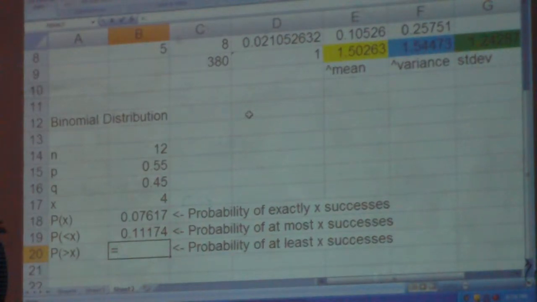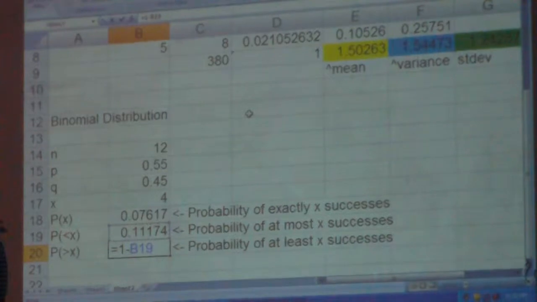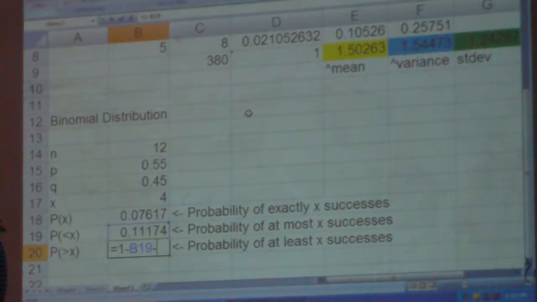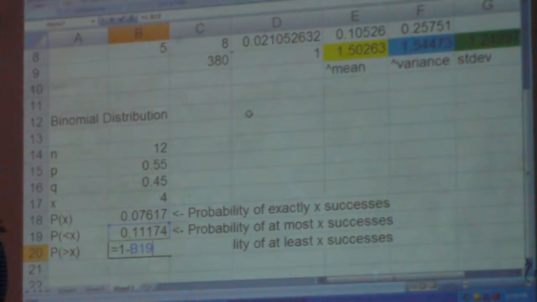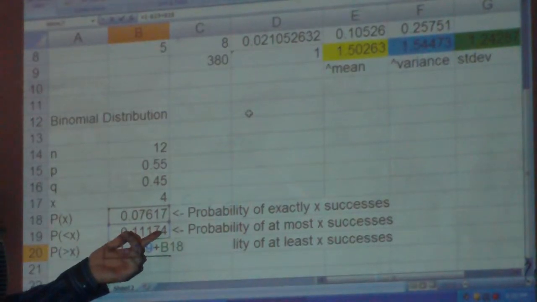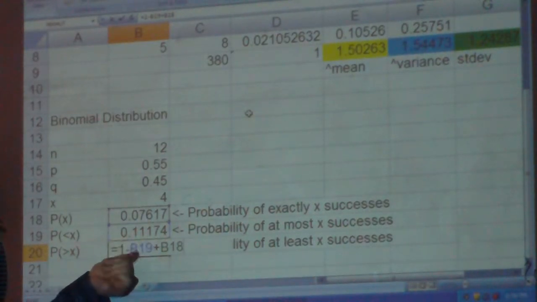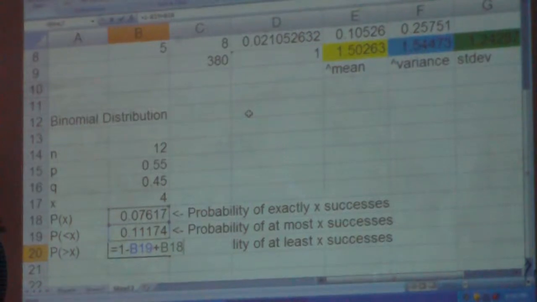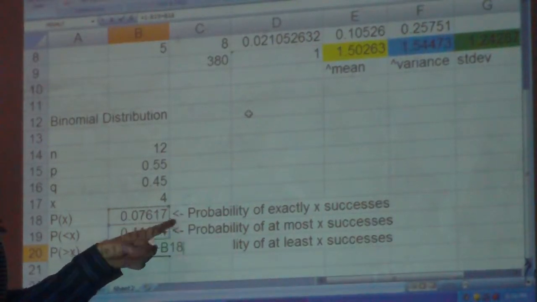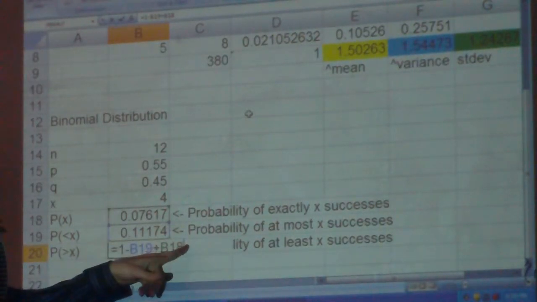You're going to say 1 minus this, but then you have to also subtract that. Oh, add that back. Sorry. Because this is actually including x, and you're taking that away, and you want to include it in this one. Both of these include x. This includes x and everything less than that. This includes x and everything bigger than that.